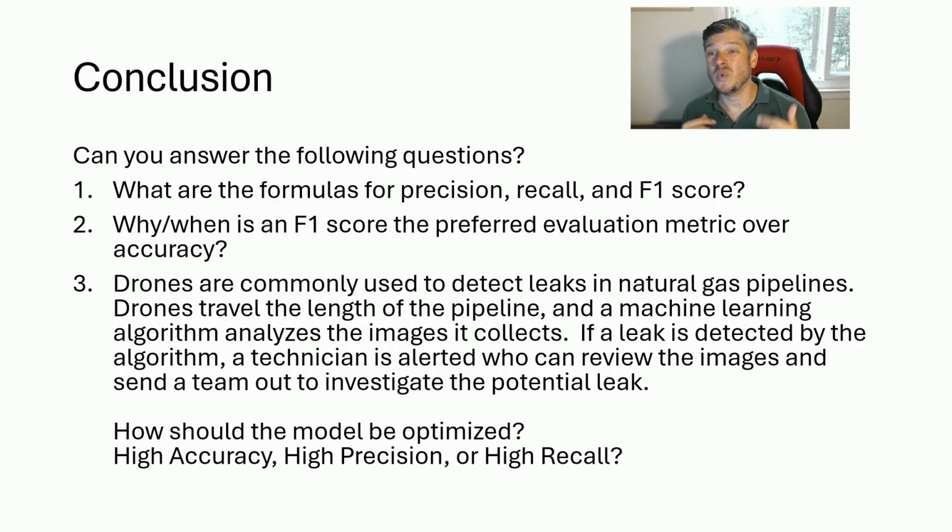So when we build that machine learning model to look for leaks in our pipelines, which evaluation metric should we try to optimize? Do we want high accuracy? Do we want high precision? Or do we want high recall? Which of those would be the most important in that context? So think about that. Hopefully we have a good answer for that.